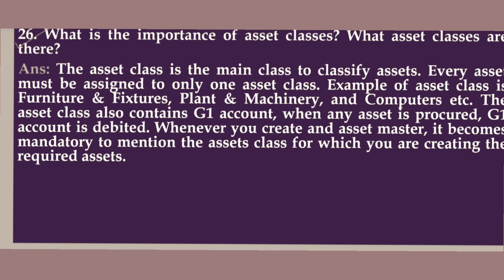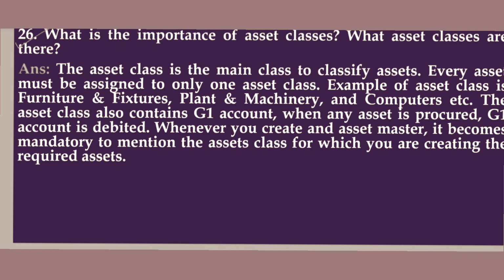The asset class is the main class to classify assets. Every asset must be assigned to only one asset class. Examples of asset classes are furniture and fixtures, plant and machinery, and computers, etc. The asset class also contains the GL account. When any asset is procured, the GL account is debited.